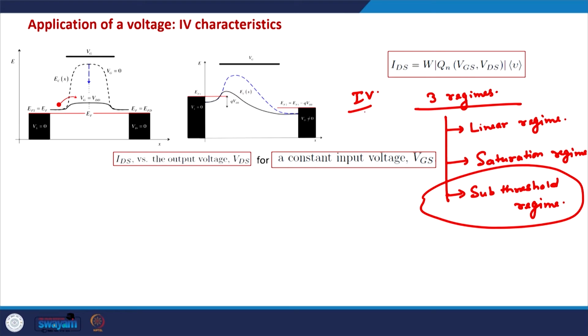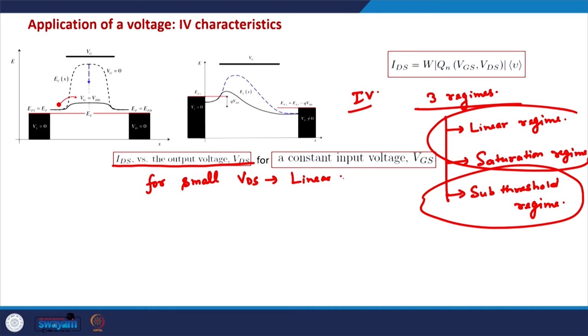So this IV characteristics has two interesting regimes at the moment. Let's consider just the linear regime and the saturation regime. At the moment we are trying to understand IDS versus VDS. So when the VDS is small, the regime is known as the linear regime, and the MOSFET behaves as a resistor.